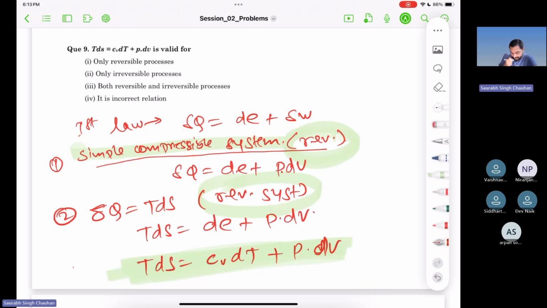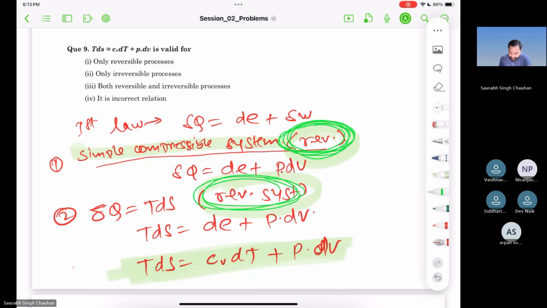Okay. So here is the interesting point that I want to put. Even though while deriving this equation, in both steps we have assumed that the process should be reversible, this equation is valid for reversible as well as irreversible processes. Now you have to tell why. Can you tell why? Even though we have taken these assumptions, we have derived this equation for reversible systems only, but it is valid for reversible as well as irreversible.